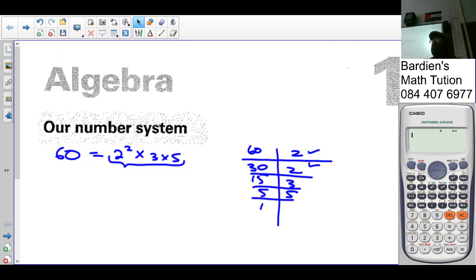Okay, then we know what the rational numbers are. Rational numbers are numbers that can be written as fractions, terminating decimals, which means to say the decimal stops, and a recurring decimal. The recurring decimal can be written as a fraction. There's a way of converting a recurring number to a fraction. Okay, that's page 2.